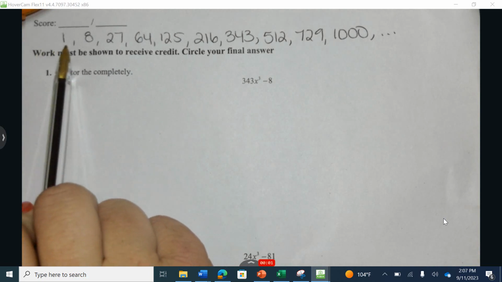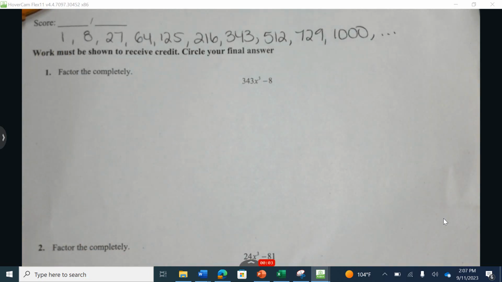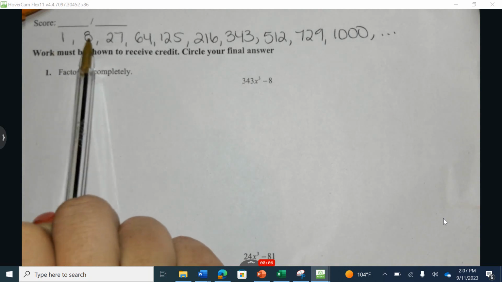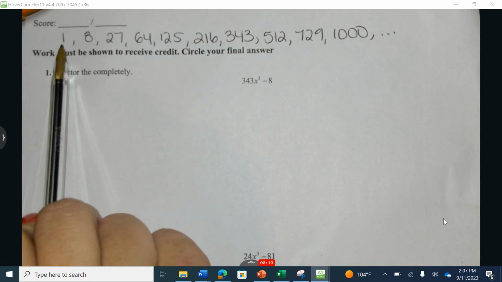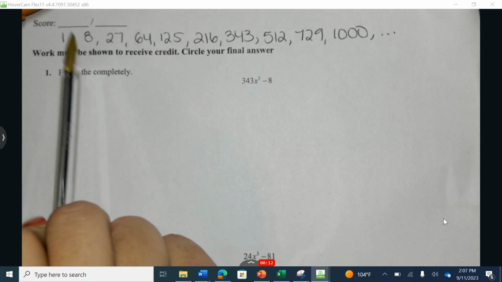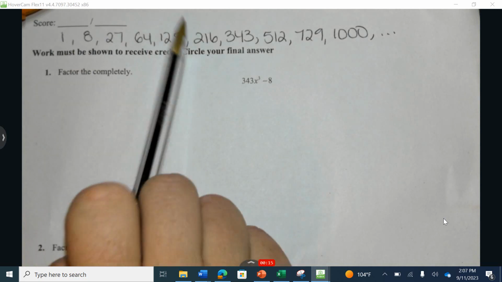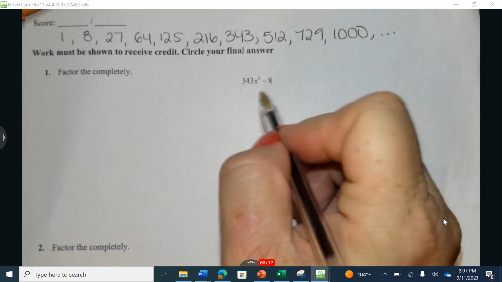Above, we'll see a list of perfect cubes. And we are able to obtain each number in this pattern by taking 1 times 1 times 1. So 1 to the third, 2 times 2 times 2, 2 to the third, 3 to the third, 4 to the third, and so on. Okay, so completely factoring this.